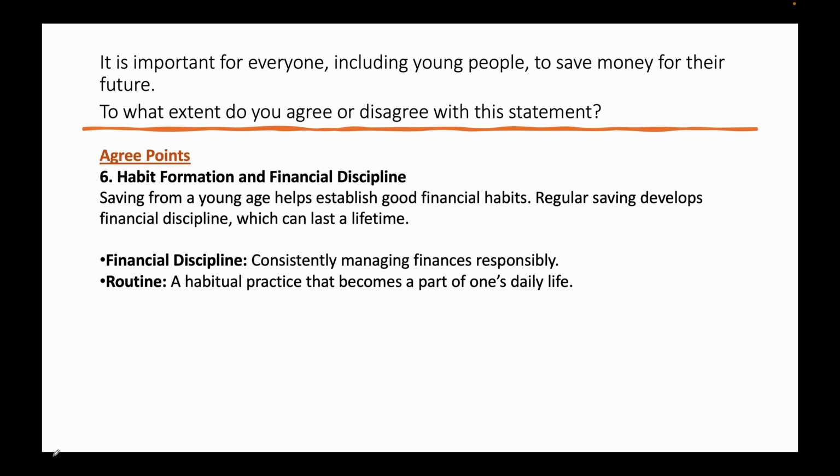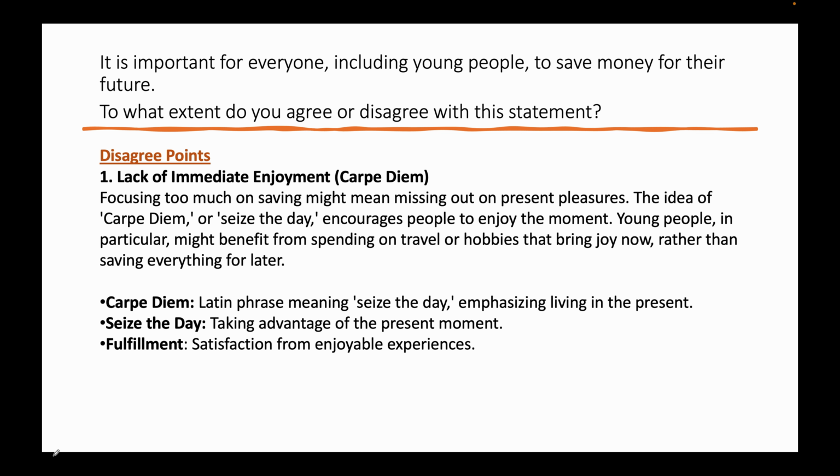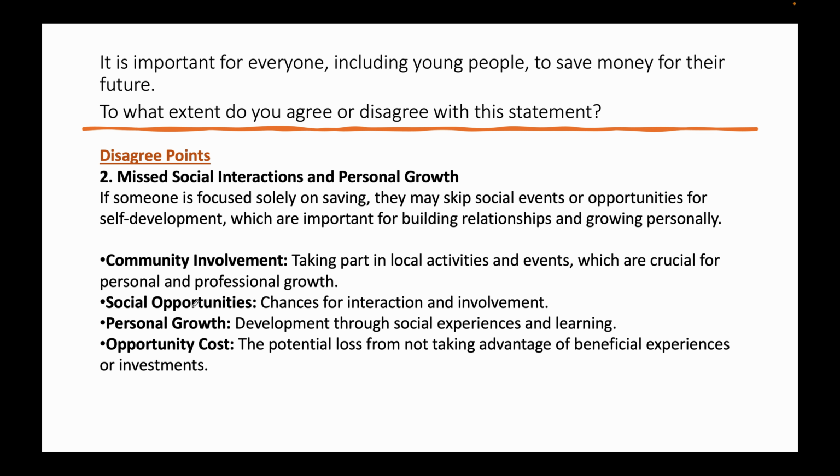Next, let's examine points we can use when disagreeing with the statement about saving money being crucial for everyone. The first point is the lack of immediate enjoyment. Focusing too much on saving for future means a person is missing out on present happiness. Here we can refer to the term carpe diem, which talks about living in the present and enjoying the present moment. Another negative or drawback is missing out on social interactions and personal growth.